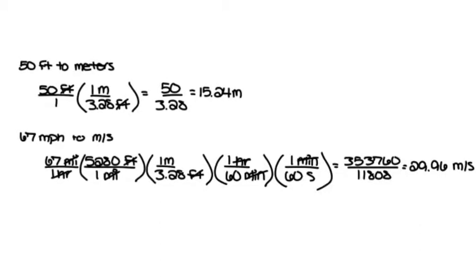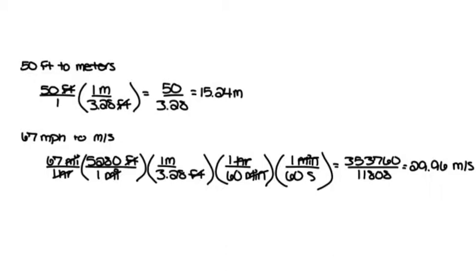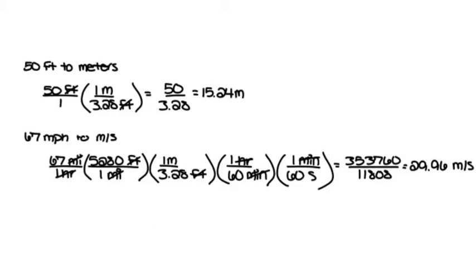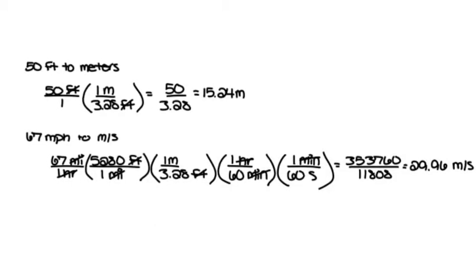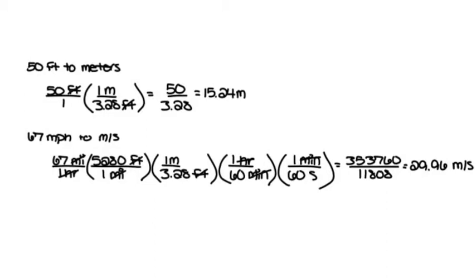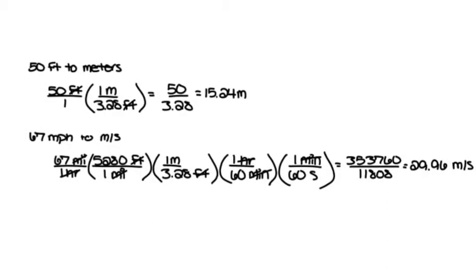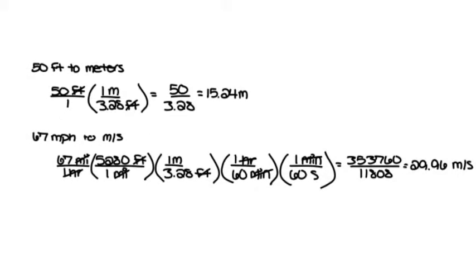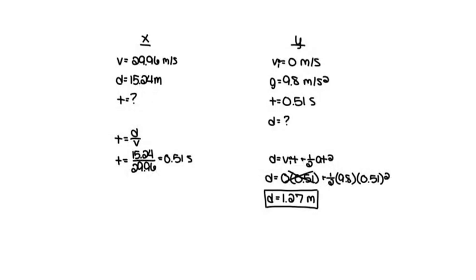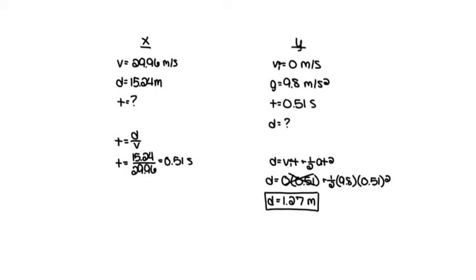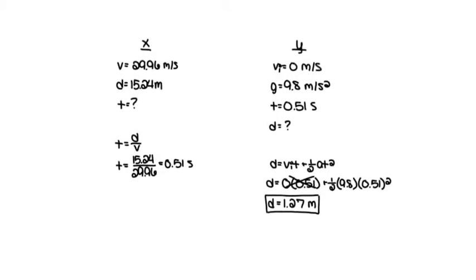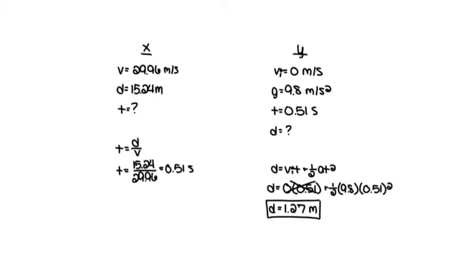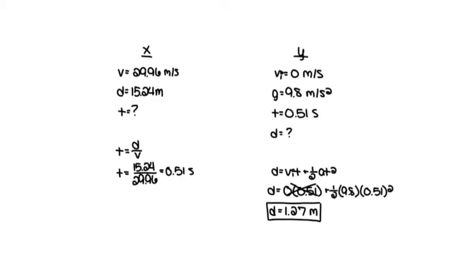I then converted the initial velocity of the bus before the jump, which was 67 miles per hour, to meters per second by multiplying 67 miles over 1 hour by 5,280 feet over 1 mile by 1 meter over 3.28 feet by 1 hour over 60 minutes by 1 minute over 60 seconds to get a velocity of 29.96 meters per second. I then found the time in the horizontal direction that the bus took to cross the gap by using the equation time equals distance over velocity, where the distance was 15.24 meters and the velocity was 29.96 meters per second, to get a time of 0.51 seconds.